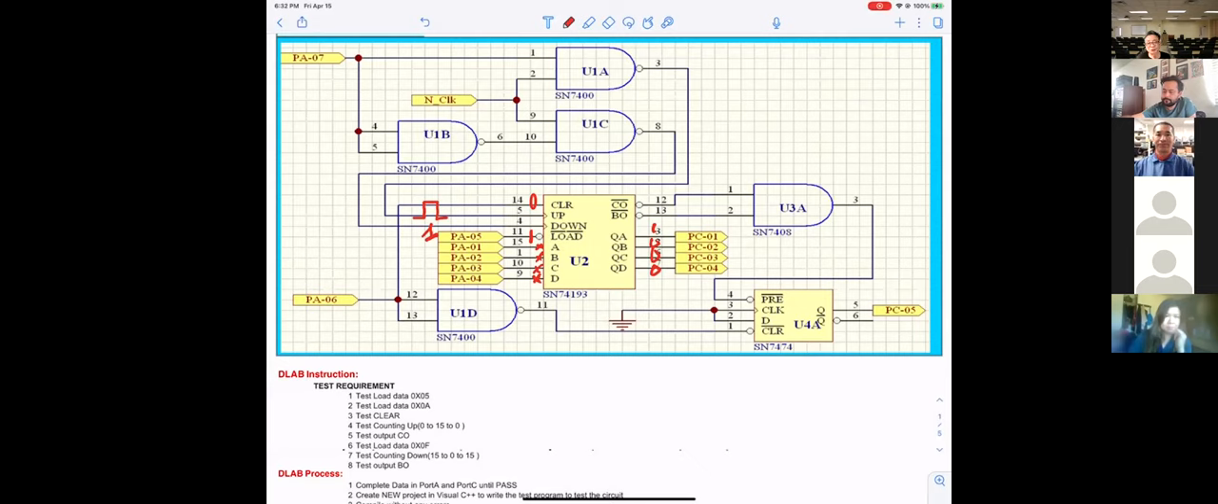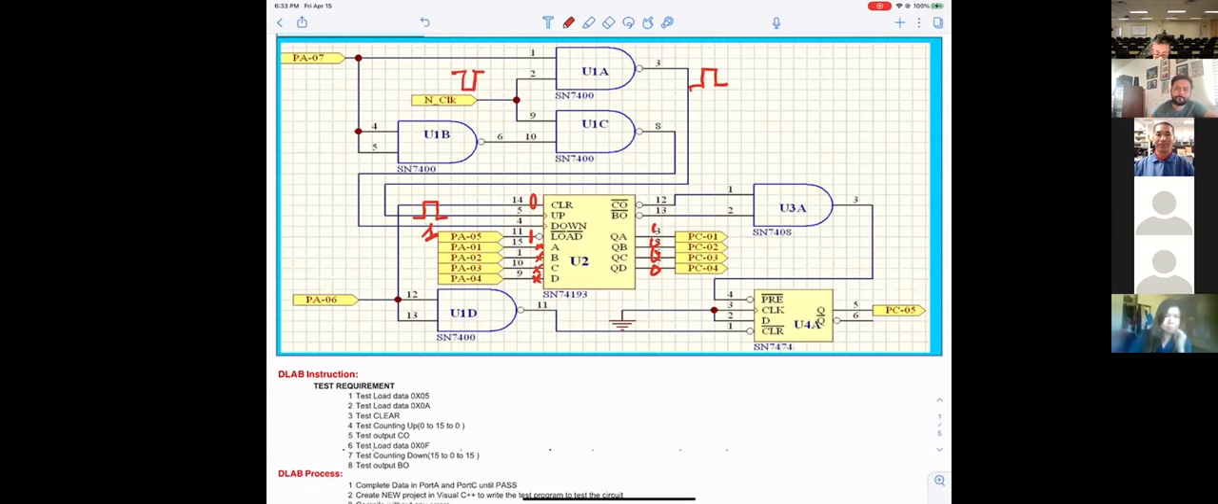Okay. And now we have to troubleshoot for counting up. First thing, what you need to do is make sure you get the clock. The clock going here. You can see that they going here, right here. That's the clock. And from the system, you apply N clock, that means it will look like this one.